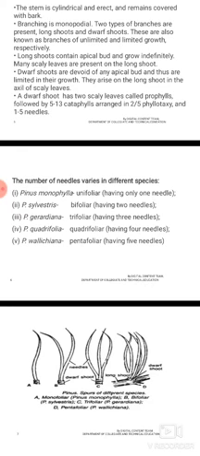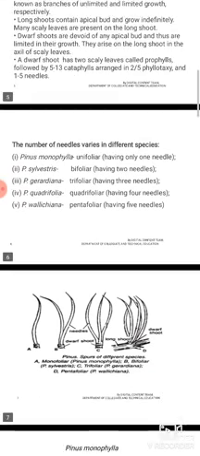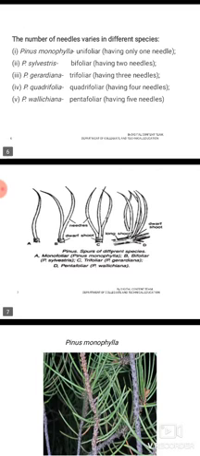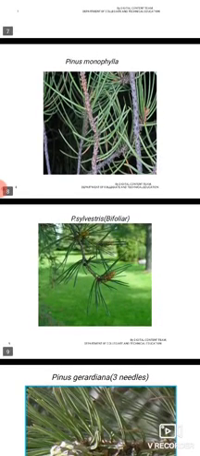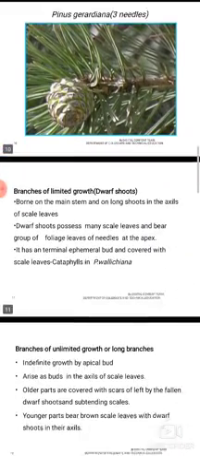In Pinus gerardiana, there are 3 needles and hence it is trifoliar. In Pinus quadrifolia, there are 4 needles and hence it is quadrifoliar. In Pinus wallichiana, there are 5 needles and hence it is pentafoliar. This is Pinus monophylla, Pinus sylvestris, Pinus gerardiana.